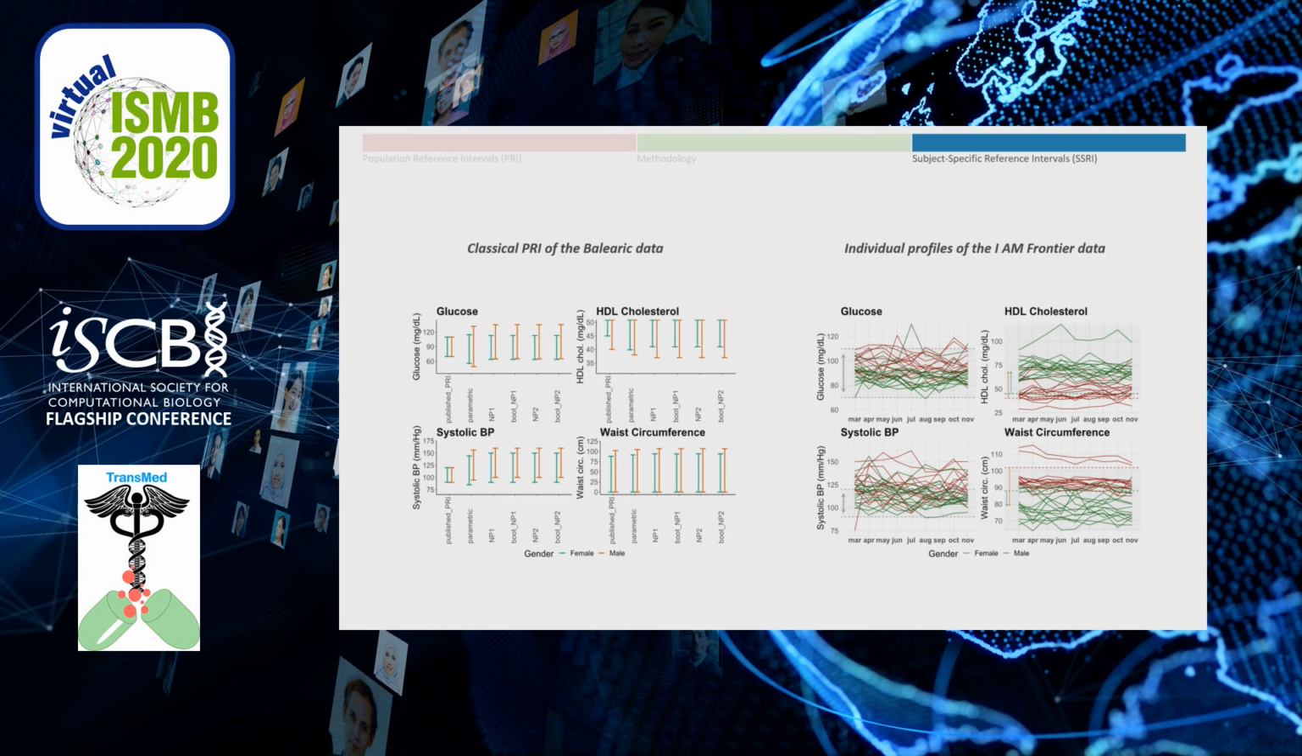This figure shows the individual profiles of the longitudinal data of the 4 target parameters over a 9-month period. For all parameters, we can see that values measured within the same individual are more similar to each other than those of different individuals. In other words, a large between-subject variability and a small within-subject variability were observed.